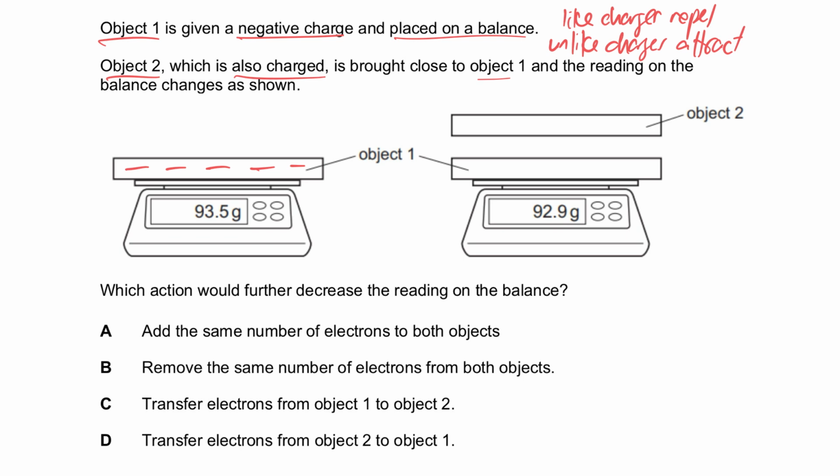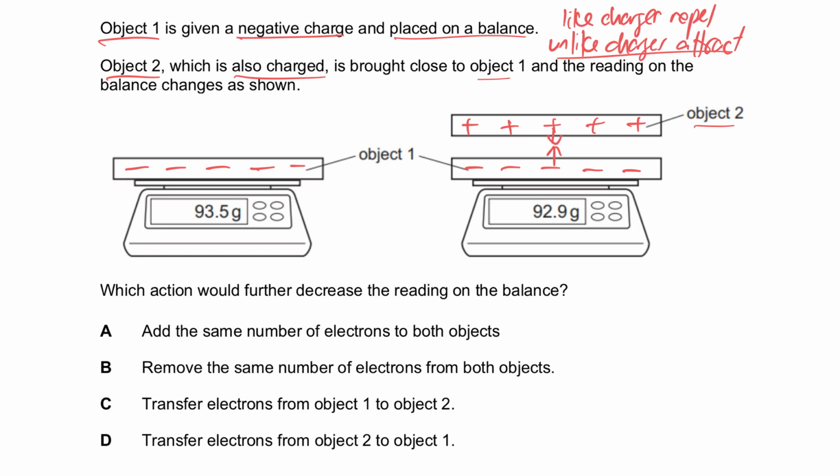That means to say object 1 seems to become lighter. All right, that means to say there's something pulling it up. So you should know that there's actually an attraction force. So since object 1 is negative, that means to say object 2 has to be positive. To make things easy, let's assume it has excess 5 protons, making it positively charged.